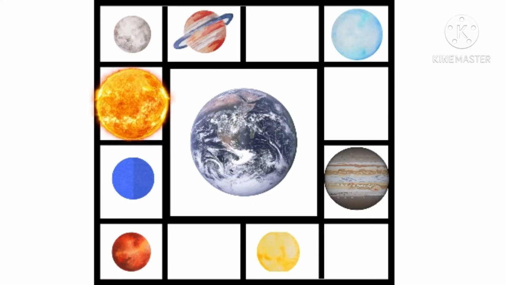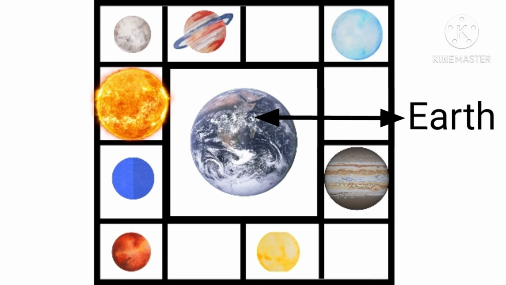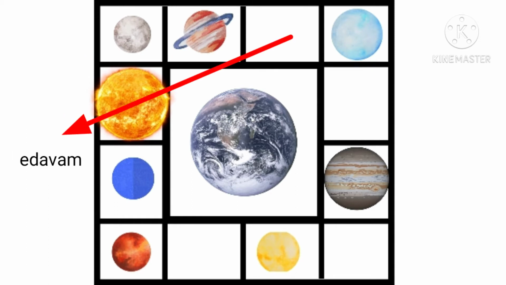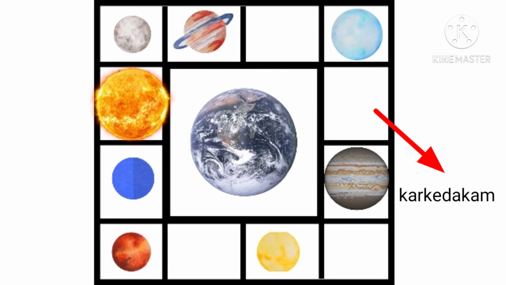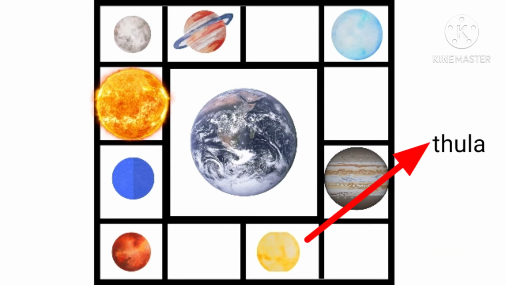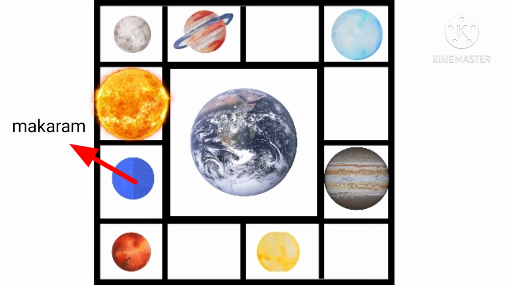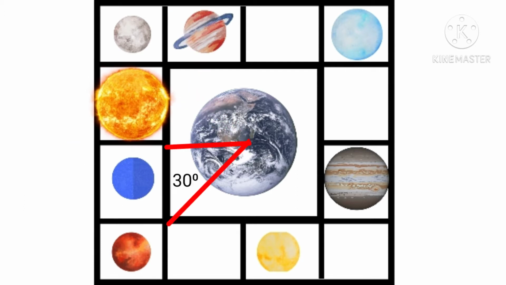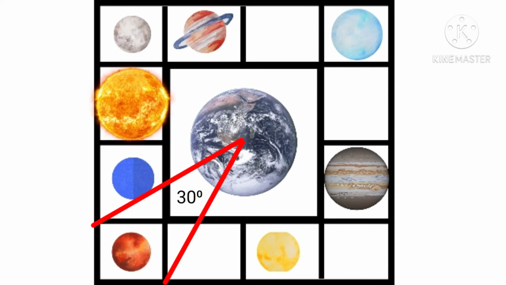Look at this picture. This is an example of Rashi Chakra. The center represents Earth. The small boxes around the Earth each represent a Rashi, which is of 30 degrees each. These Rashis are named Meenam, Medam, Idavam, Mithunam, Karkadagam, Chingam, Kanni, Tula, Vrishchigam, Dhanu, Magaram and Kumbham respectively. As you can see, each Rashi is forming an angle of 30 degrees with the center of the Earth.